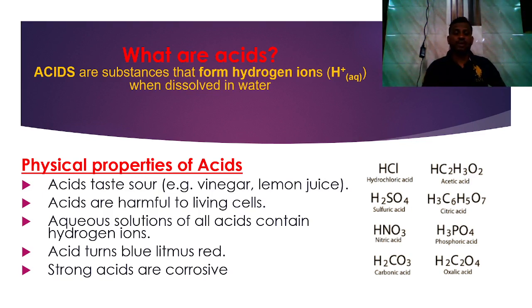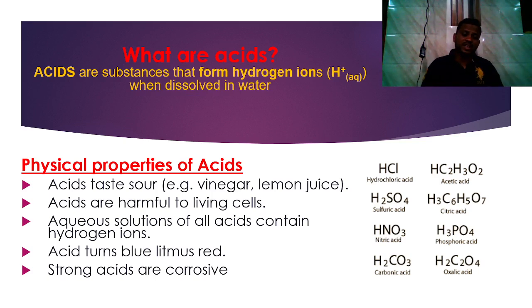When they fall on our body or on the cell, they start to kill or damage the cell. Some of the acids we use in our kitchens while cooking. Some acids are already present in foods, for example, lemon. Some acids are harmful to living cells.